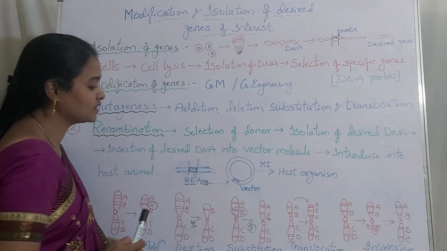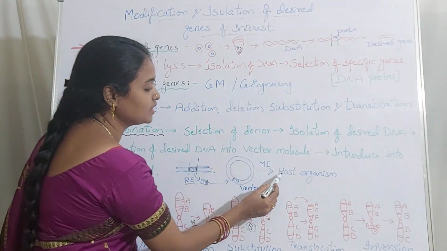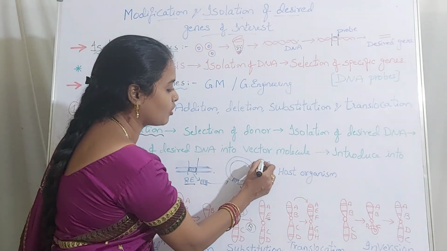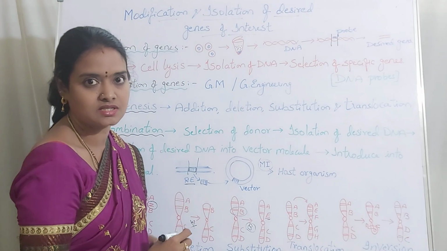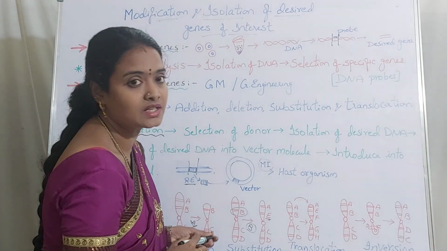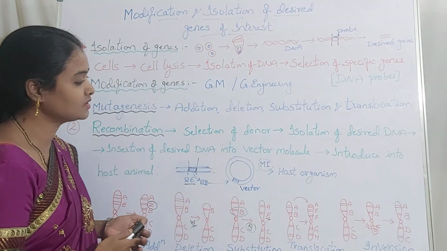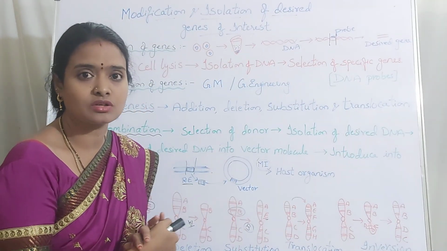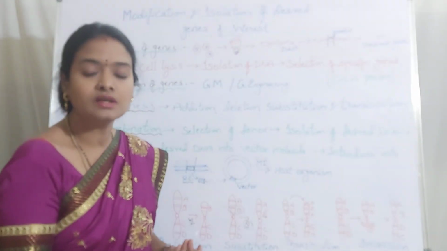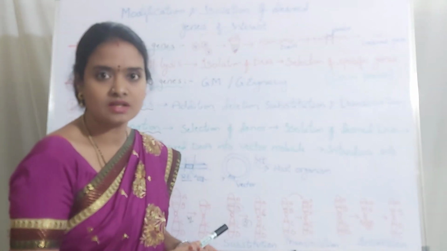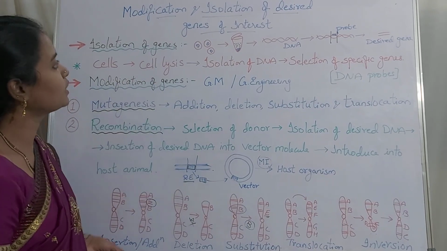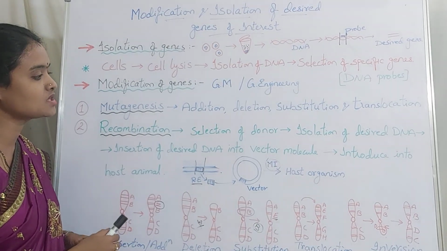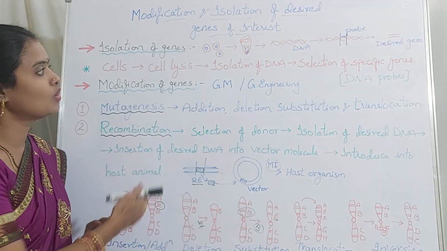Otherwise, the desired gene can be injected directly into the oocytes of the host organism by means of the microinjection process. Right? Already we have discussed that technique. Where the desired gene can be injected directly by means of microinjection or micromanipulation technique into the host oocytes. Right? So in such a way you can select the desired gene of interest, also modify the genes and then introduce that into the host animal.